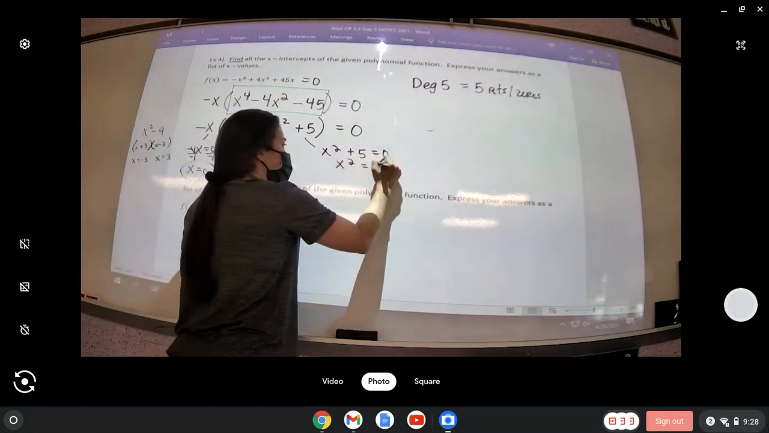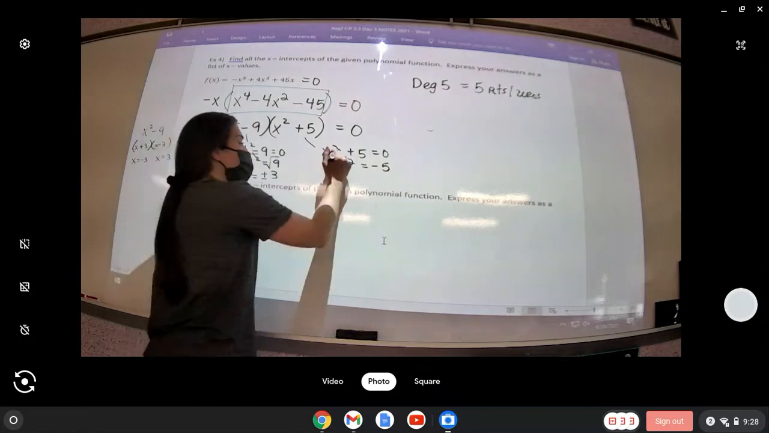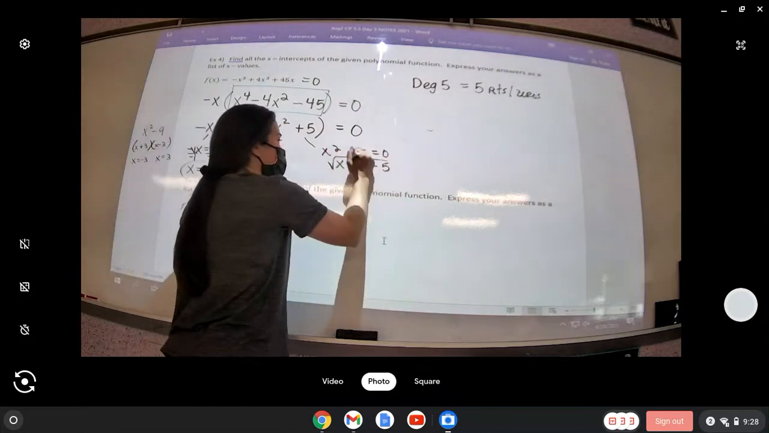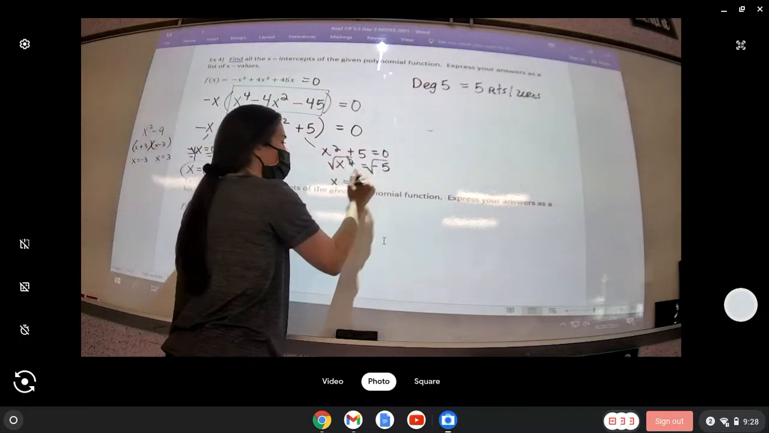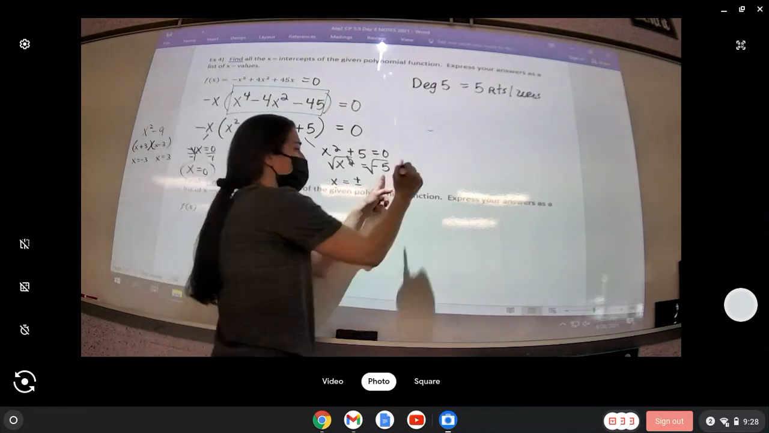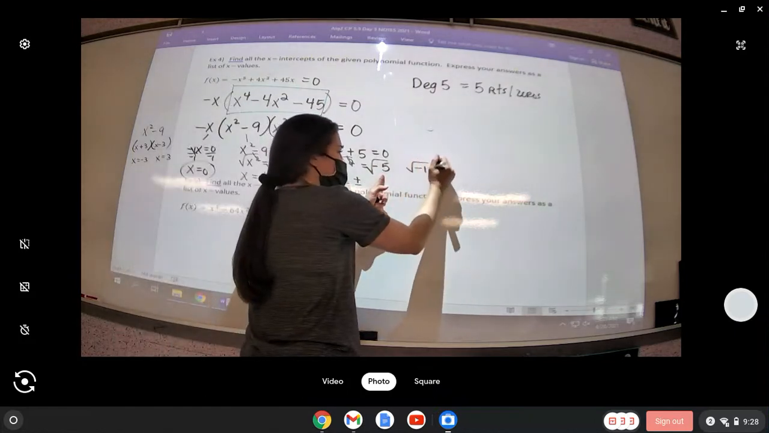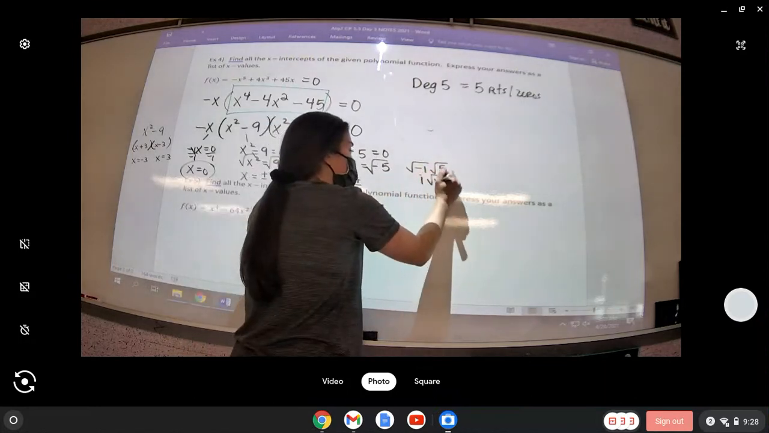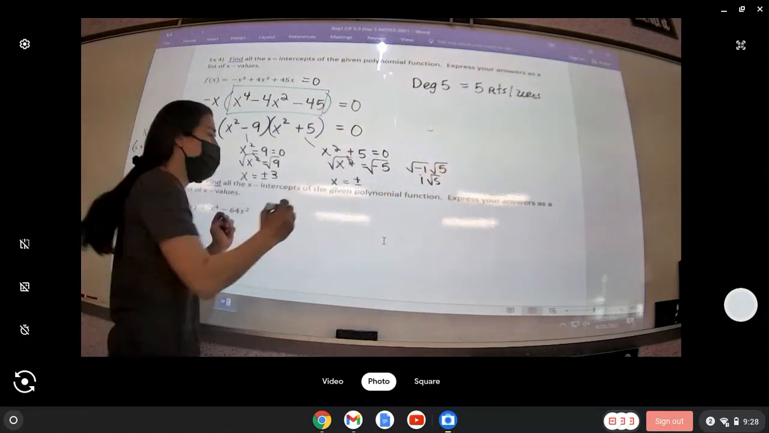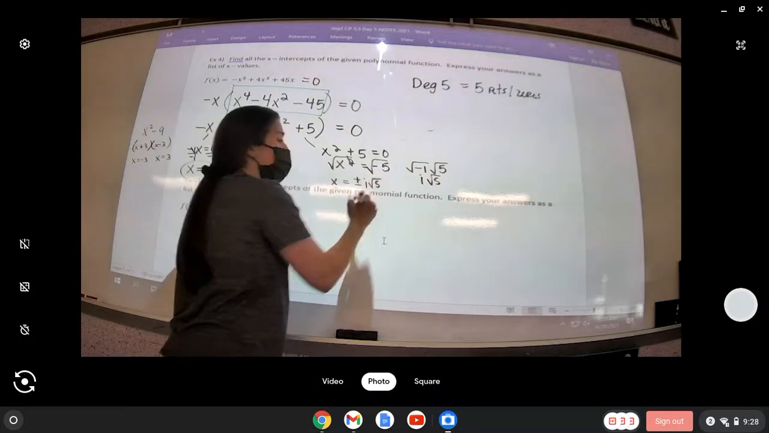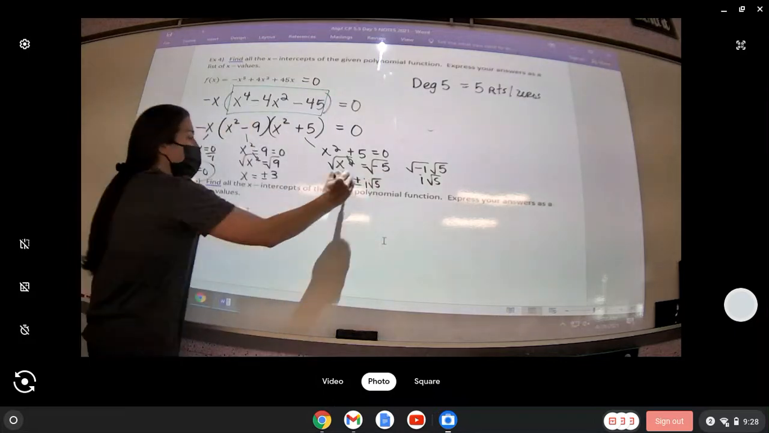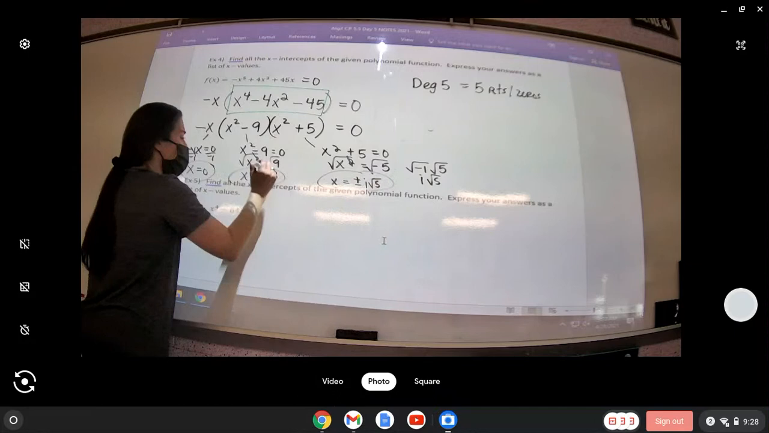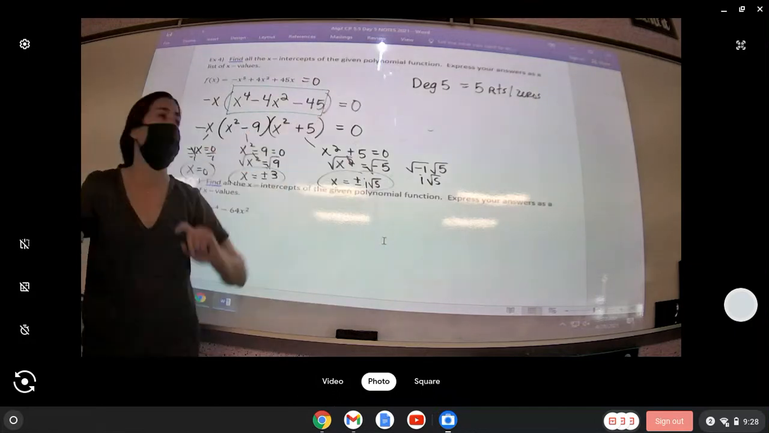I minus the 5. That's not good. I'm going to square root both sides. So then x will equal plus or minus the square root of negative 5. First, I would pull out that factor of negative 1. And now it becomes i root 5, which is obviously imaginary, but it's still a root or a 0. All right, so now I get 1, 2, 3, 4, 5 answers to my degree 5.